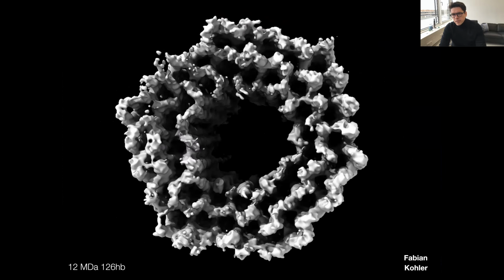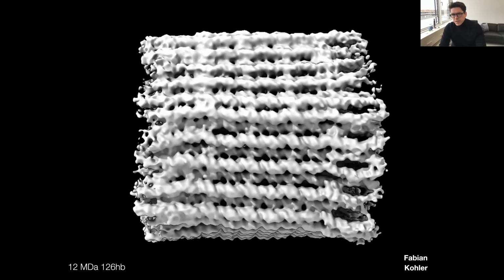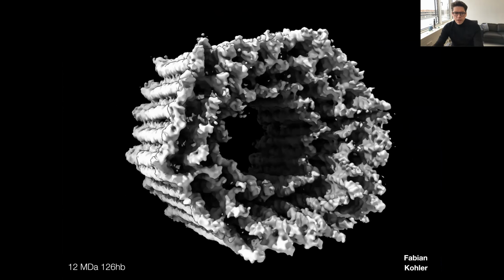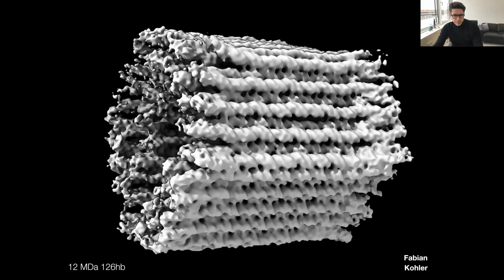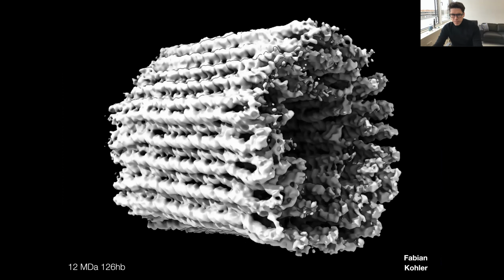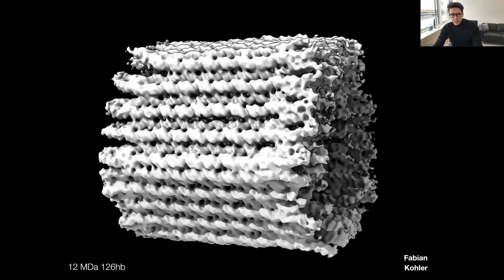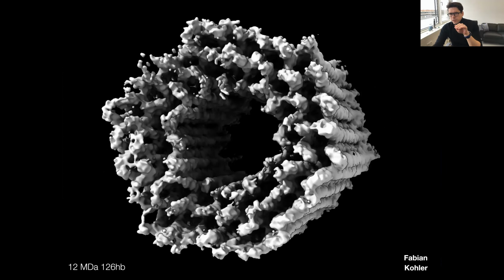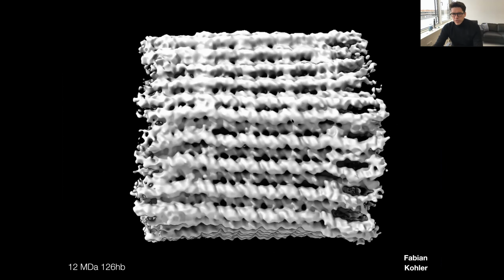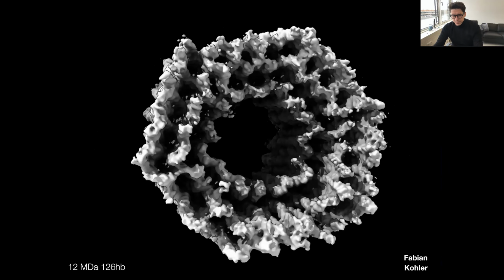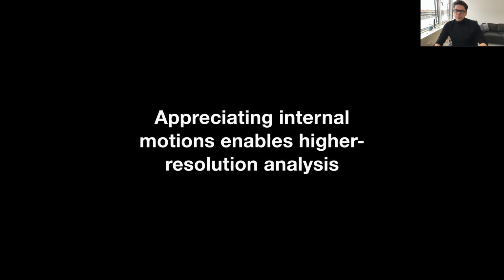It's a 126 helix bundle, a barrel-shaped DNA object. The total molecular mass is 12 megadaltons. You can see some helical signatures, major and minor groove, and all the connections, which is pretty nice. For a long time, we got stuck at a resolution where you can see individual helices, but not much further detail.